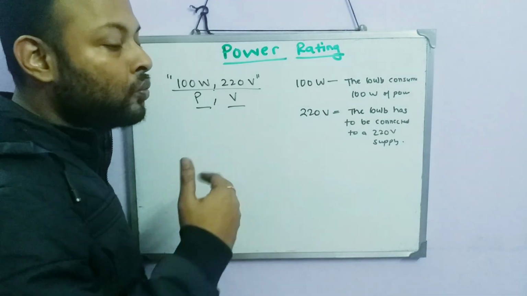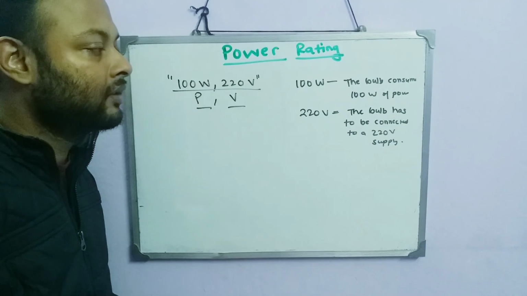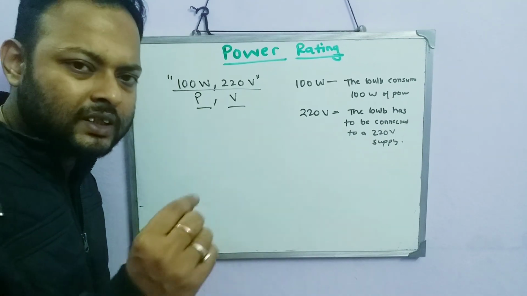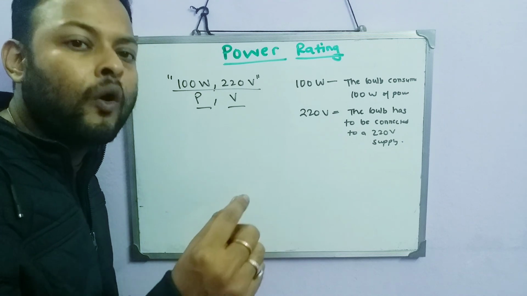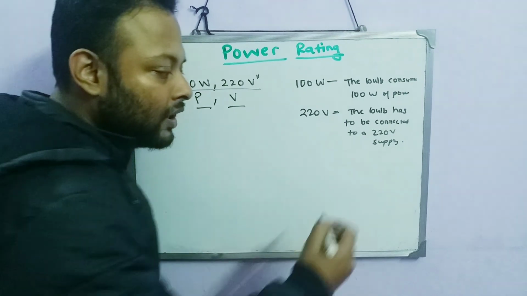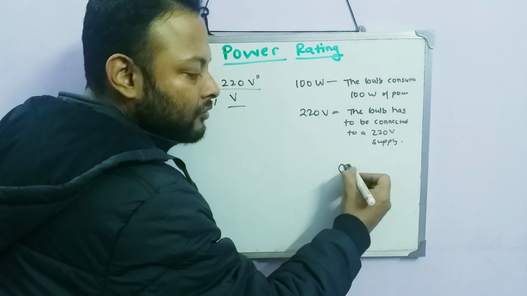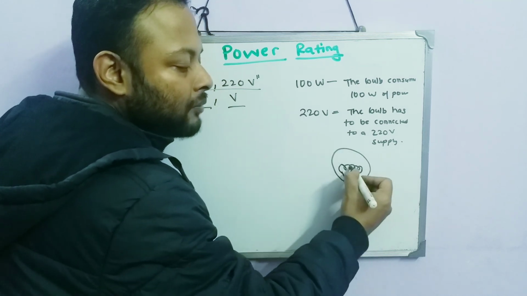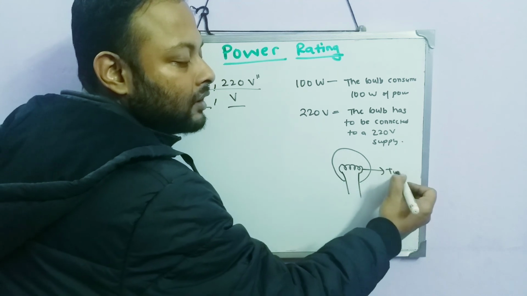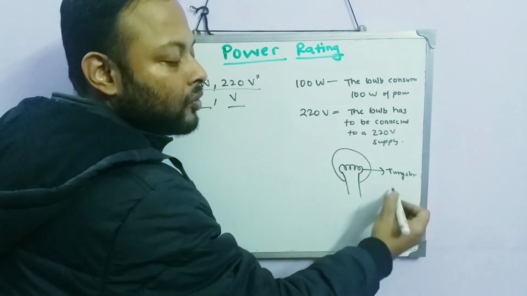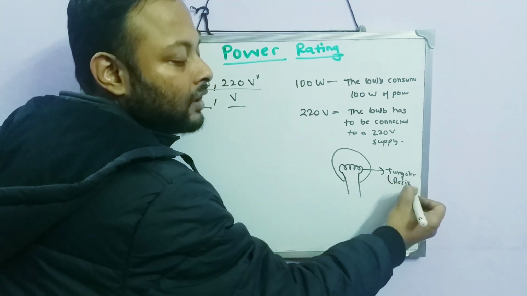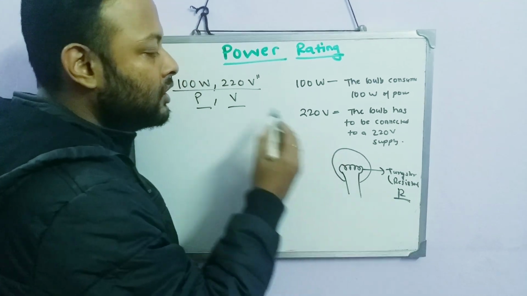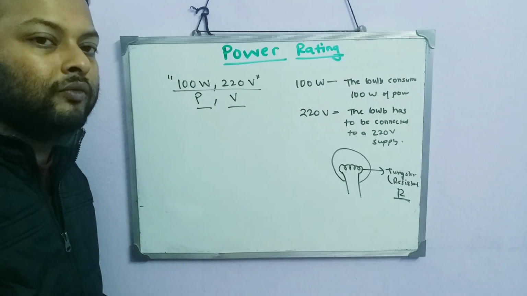Now from this, what more information can we get? We can get the resistance of the bulb. Obviously the bulb is made up of a coil made of tungsten. I think you know the bulb is made up of a coil. So this coil is made of tungsten, right? And this tungsten provides some kind of resistance. So I can find the value of this resistance by using these two values, power and voltage.